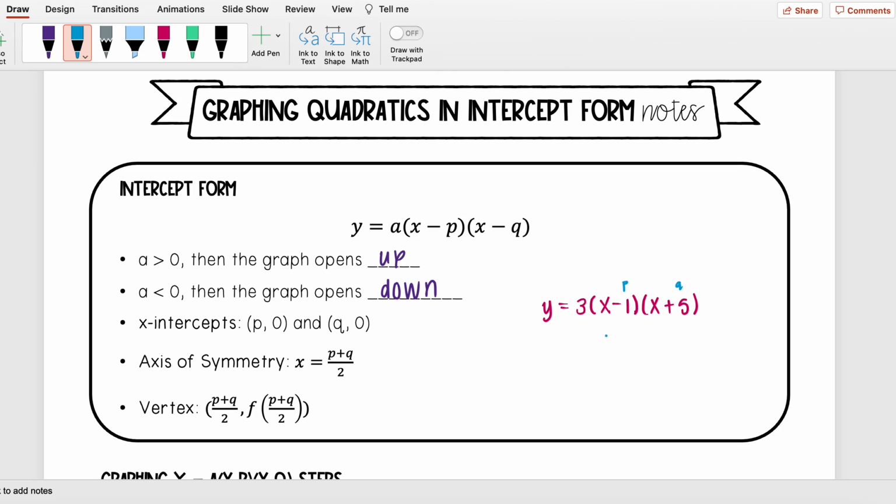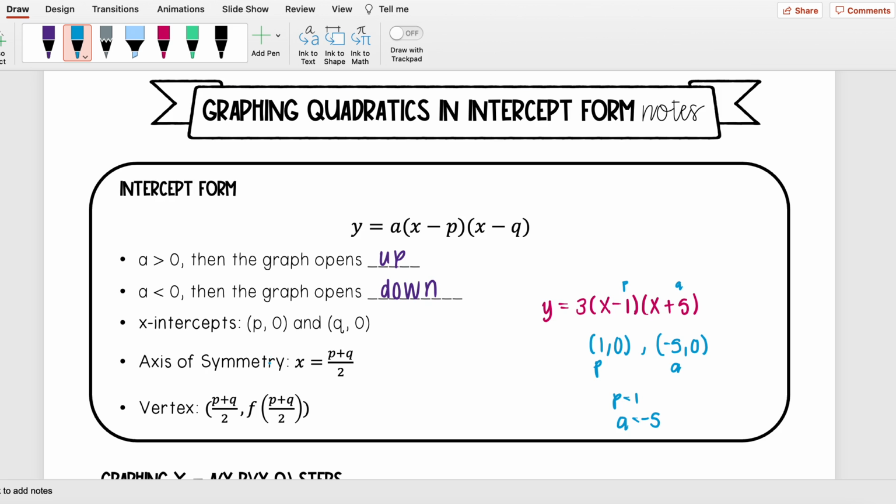So your p will actually be (1, 0). You see a -1 here, so you're going to take the opposite sign of that. And then your q here is actually going to be -5. So you see a plus 5 there, but your q is actually going to be -5. So p is equal to 1, q is equal to -5.